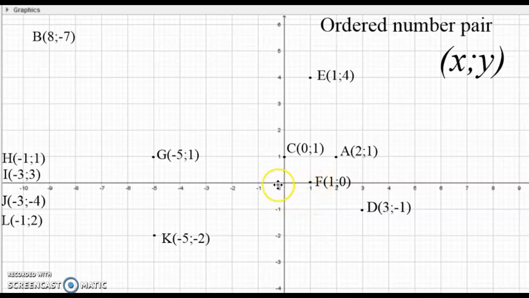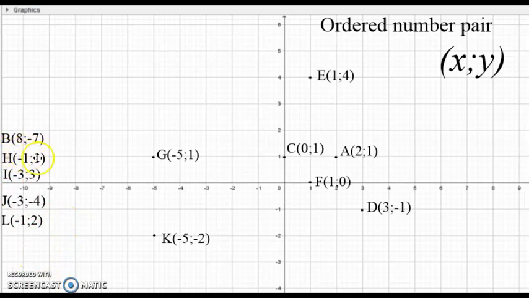If I look at F, for example, I go to positive 1, there's no moving up or down on the y-axis, it's at 0. So that coordinate will be on the x-axis. So that will be 1 and 0. You can look at all the other coordinates that were plotted. Please try and plot for yourself now the following coordinates.